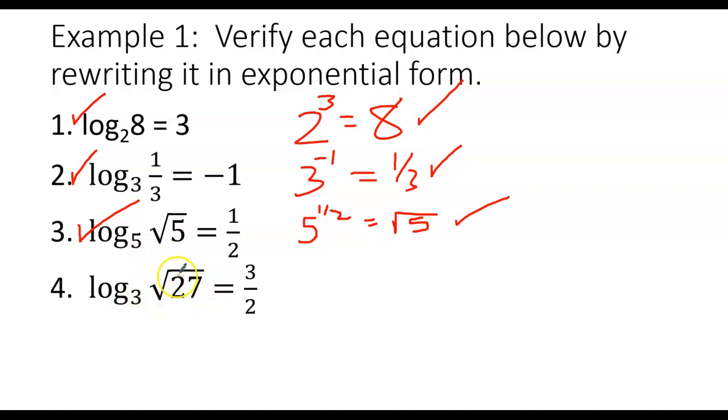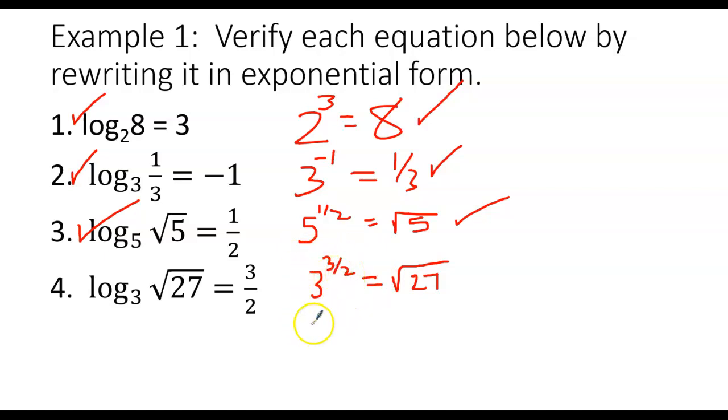This one's a little bit more complicated, but we'll see. We have 3 raised to the 3/2 power equals the square root of 27. Now this may not be obvious to you right now that these are the same thing, but we can mess around with this side a little bit to see if it makes sense to us.